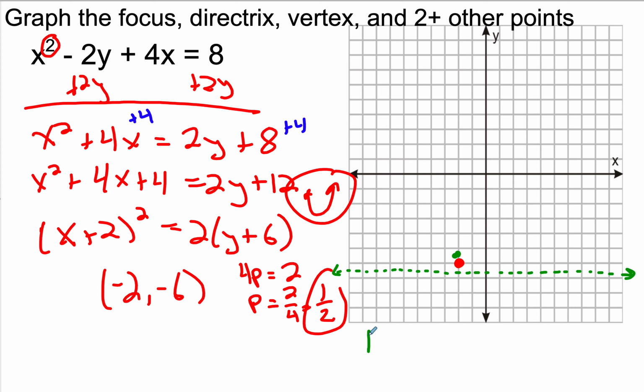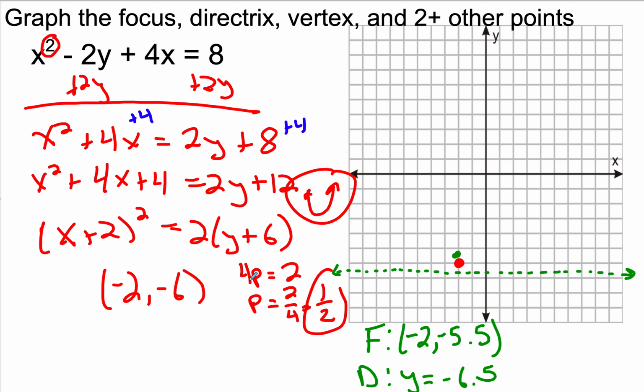Now, sometimes I might ask you to state the focus and the directrix. If I ask you to state it, you do need to state it. So the focus is -2, -5.5. Directrix is not going to be a point. It's going to be an equation. It's going to be a line. y, horizontal, equals, so what's the y value here? Well, they're negative. We can see it: -6.5.